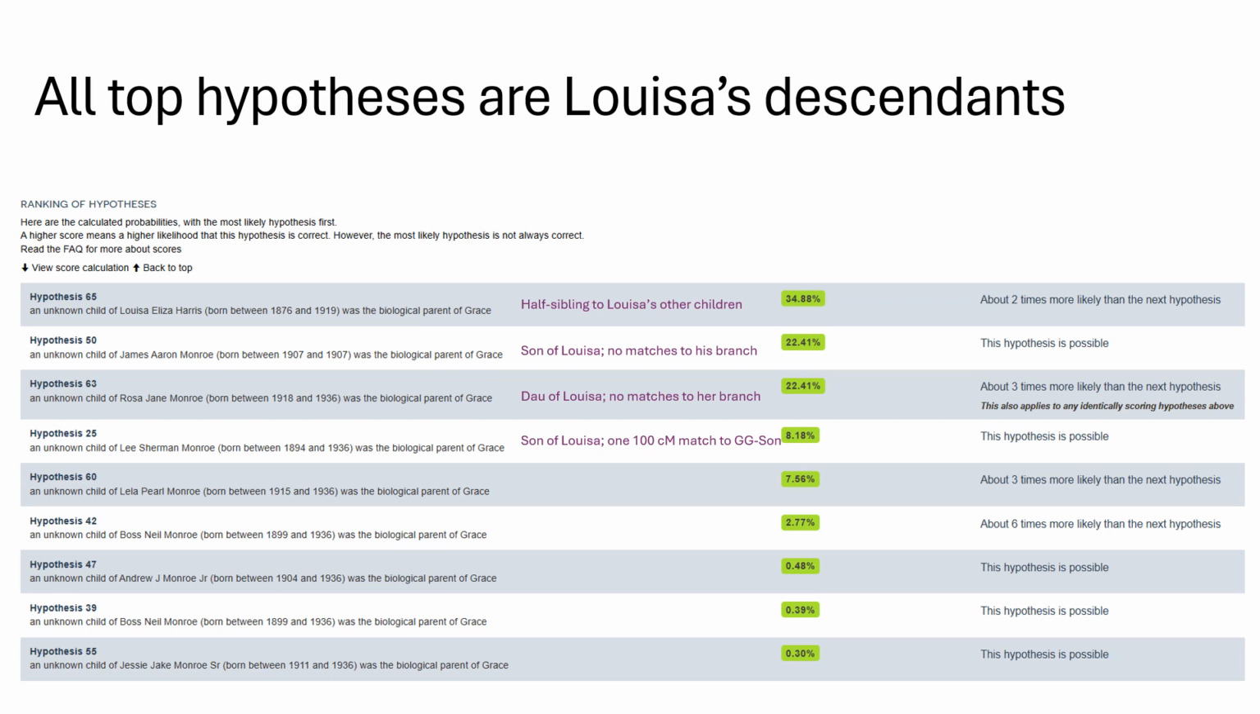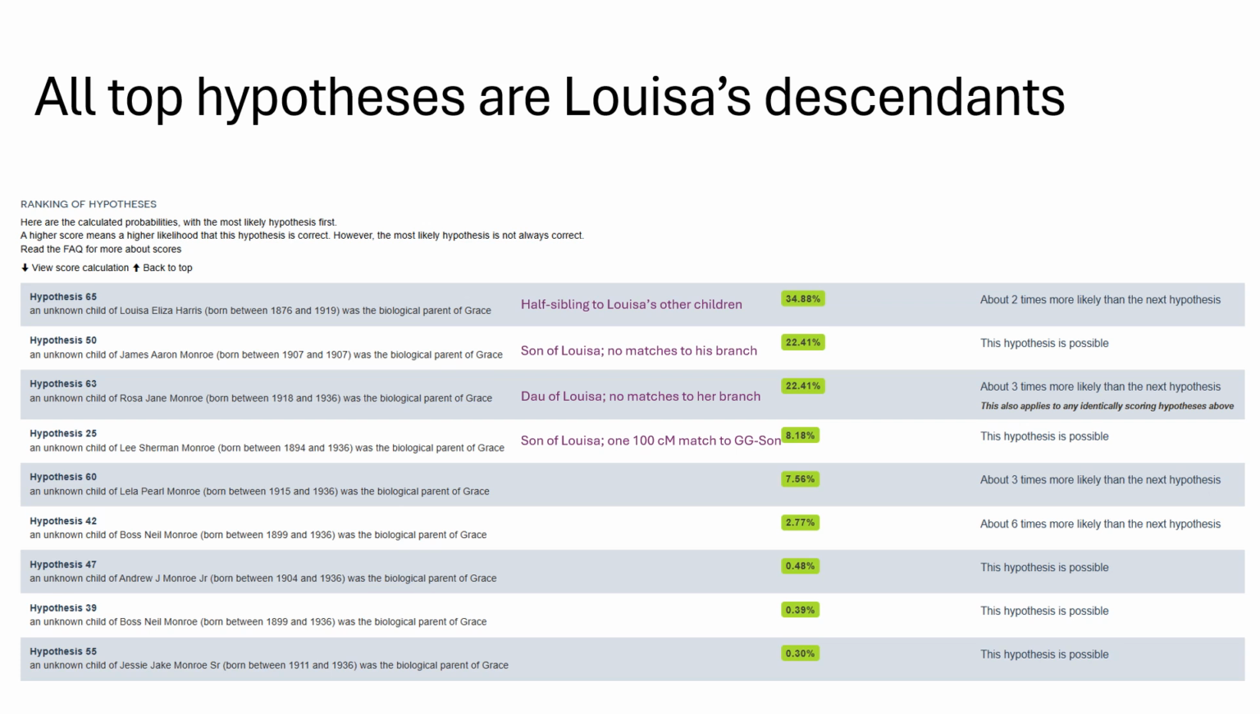The first hypothesis, hypothesis 65, that gets the highest ranking, is that an unknown child of Louisa is the biological parent of Grace. And when I looked at this in the WATO tree, WATO had added a half-sibling to Louisa's other children. And what the historical records show is that Louisa was only married once and that she didn't have any children with other men. So there's always the possibility that that did occur. But if I want to follow what the documentary evidence is showing at this point, I'm going to eliminate that one because as far as I know, there are no half-siblings of Louisa's other children.